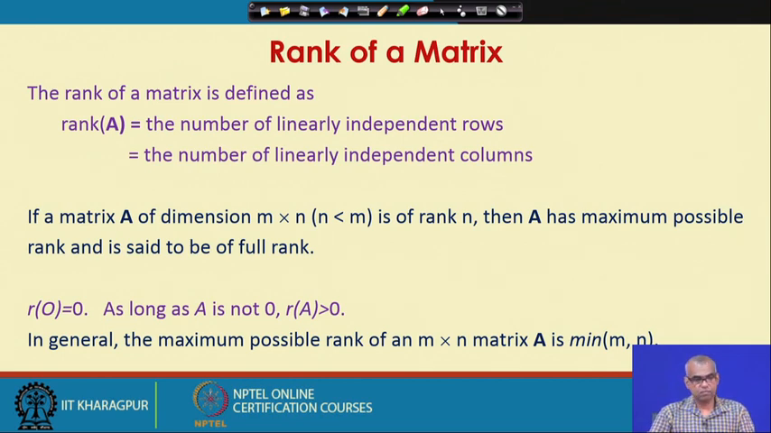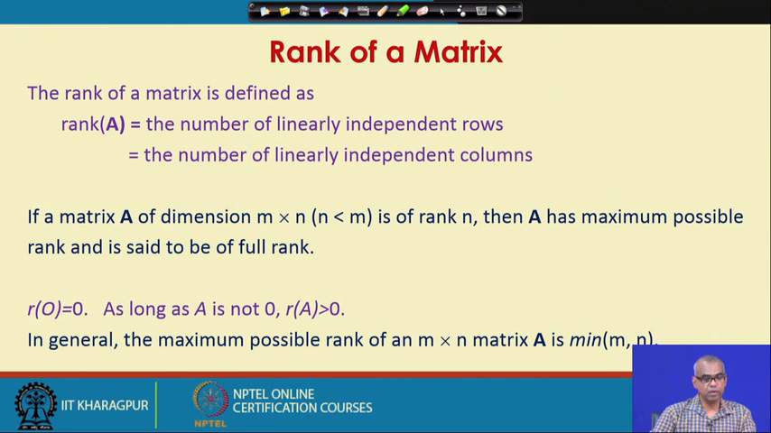Rank of a matrix. The rank of a matrix is defined as the number of linearly independent rows. It can also be defined as the number of linearly independent columns. So, the rank of a matrix is equal to the number of linearly independent rows or the number of linearly independent columns. If a matrix A of dimension m by n, where n is less than m, is of rank n, then A has maximum possible rank and is said to be of full rank.